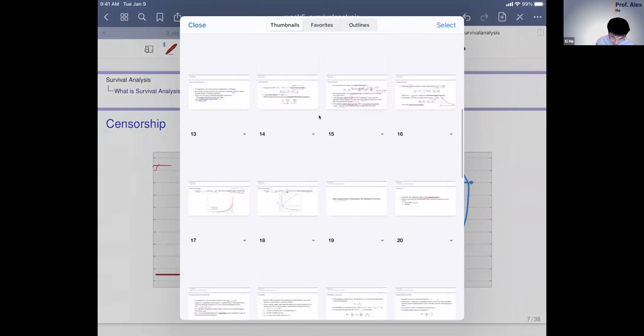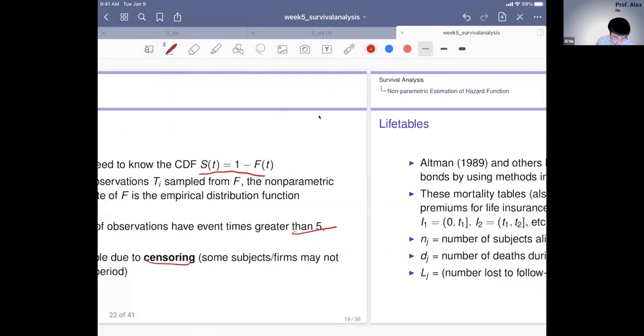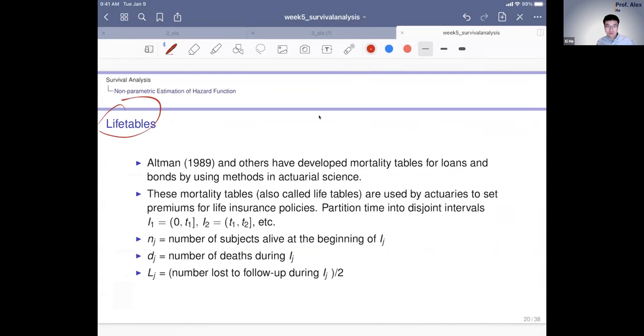And the way we deal with that, the first way, is called the life tables. Okay. And this was first used in actuarial science, like for insurance. What that does is you take the total amount of time, okay, and then you divide that into these different intervals. So the first interval starts from zero to some t1, and then the second interval is t1 to t2, etc.